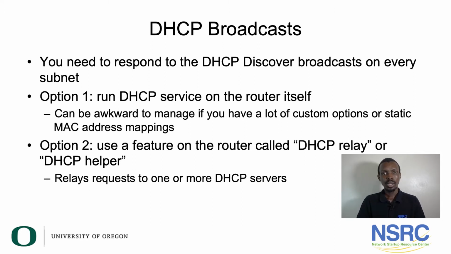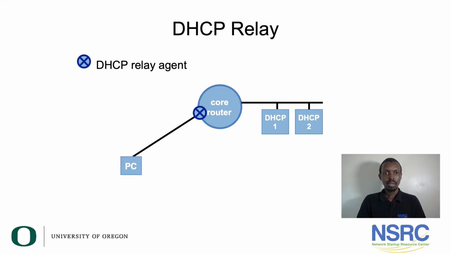So option 2 is to use a feature on the router called DHCP Relay or DHCP Helper, which will relay requests to one or more DHCP servers which can sit on your server's subnet. And this is more flexible and what we recommend that you do. We are going to describe how this DHCP relay works.